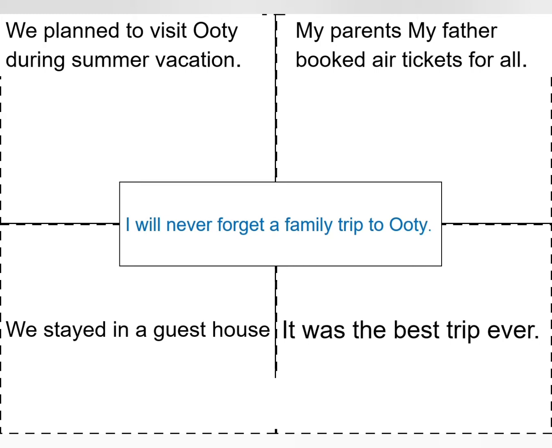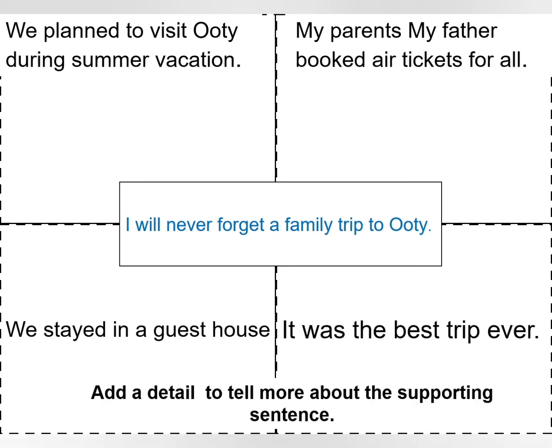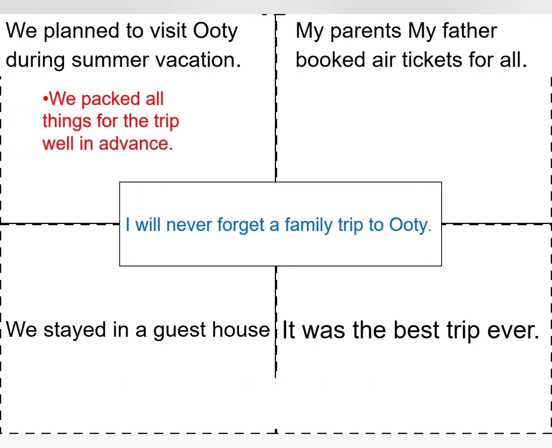If we are going somewhere to visit some place, we have to manage some things. First thing is, we have to pack all the things well in advance to reduce the chaos. So this can be our first detailed sentence for the first supporting sentence.